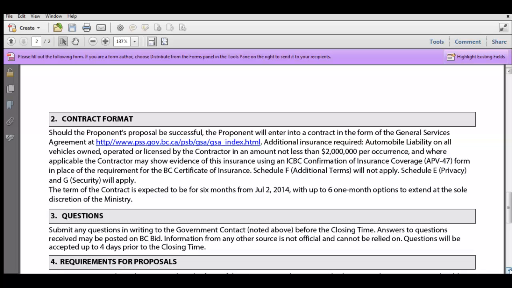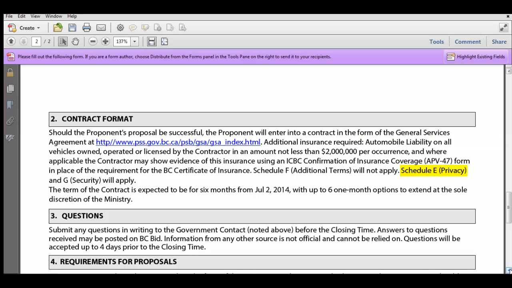Now, there are other schedules in the General Services Agreement that are optional. One of them is Schedule F, Additional Terms. If Schedule F applies, it would be attached as Appendix B to the SRFP, and you would know exactly what those additional terms would be. In our sample, additional terms do not apply, so we simply say Schedule F does not apply.